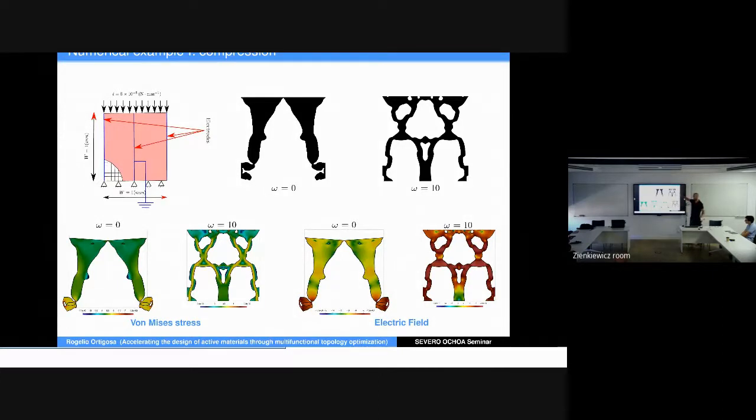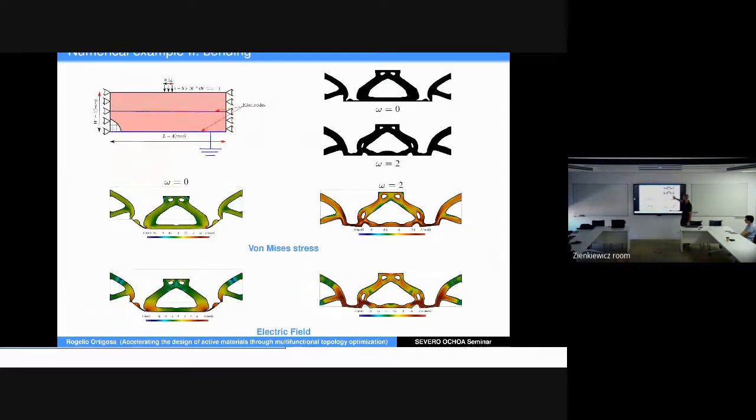We don't get hinges. So how is the material going to generate flexoelectricity if it's not allowed to have hinges? Well, you need to generate gradients of strains, and a way to do that is through thickness variation and also through bending, which is what appears in the design. All right? Different example, this is compression, this is bending with a smaller beta.